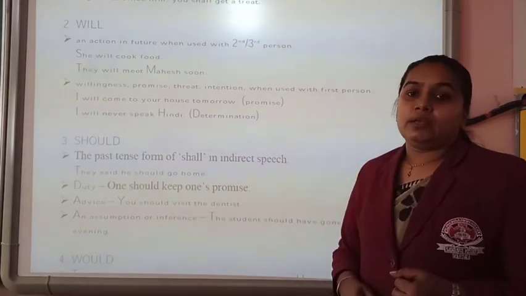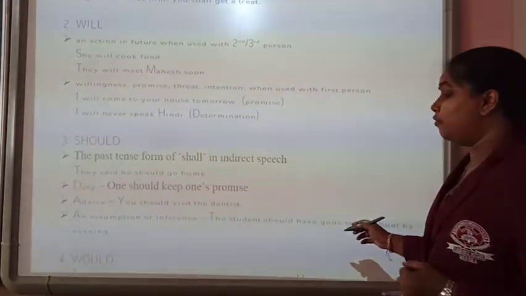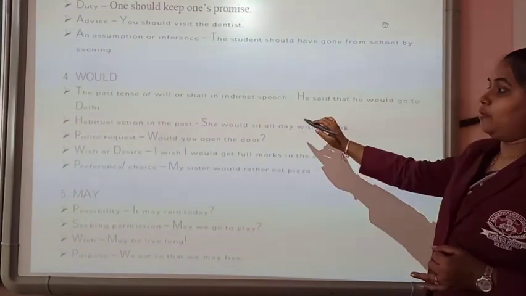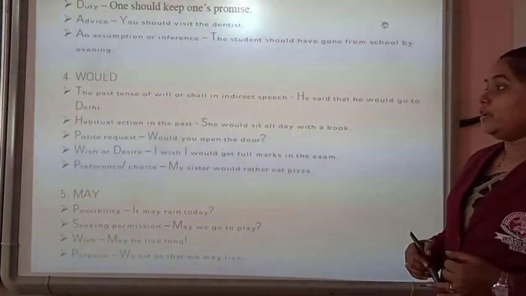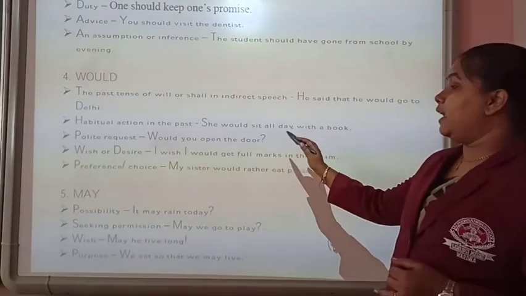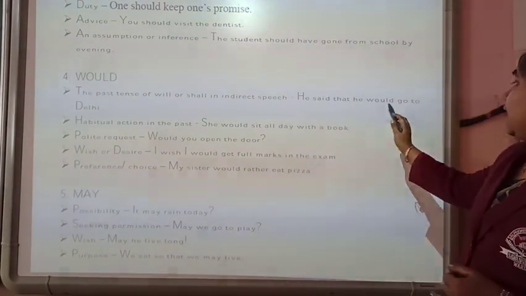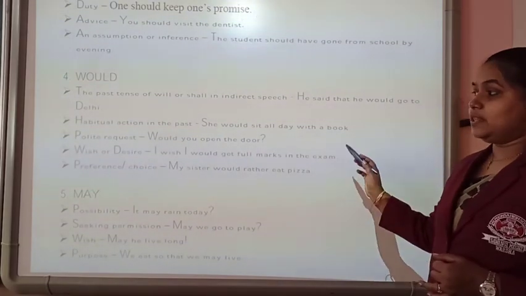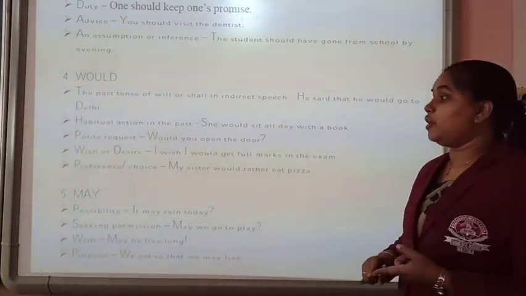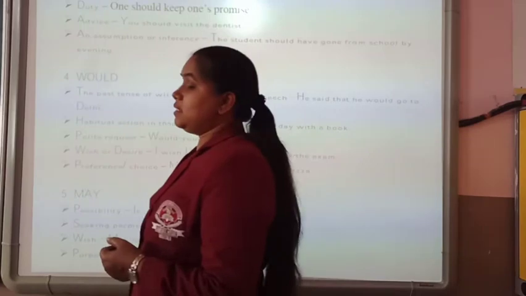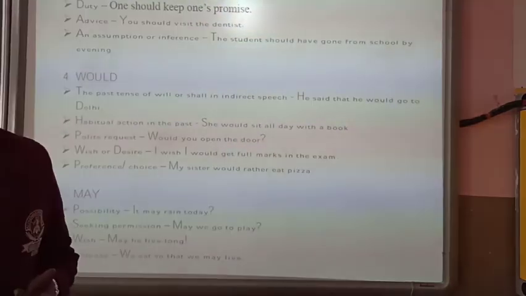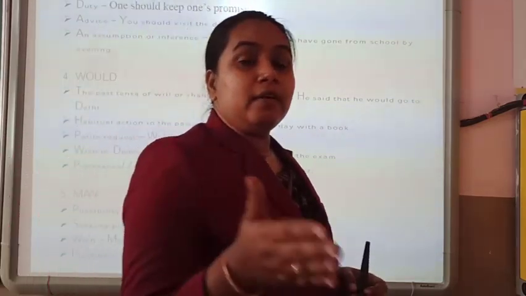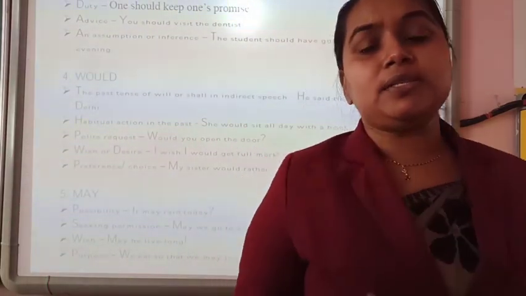Next is our would. Now, this would is what? It is the past form of will, or you can say shall, in indirect speech. He said that we would go to Delhi. So we are using it in this way. Then we also use it for habitual action in the past, for actions which were in our habit during the past time.